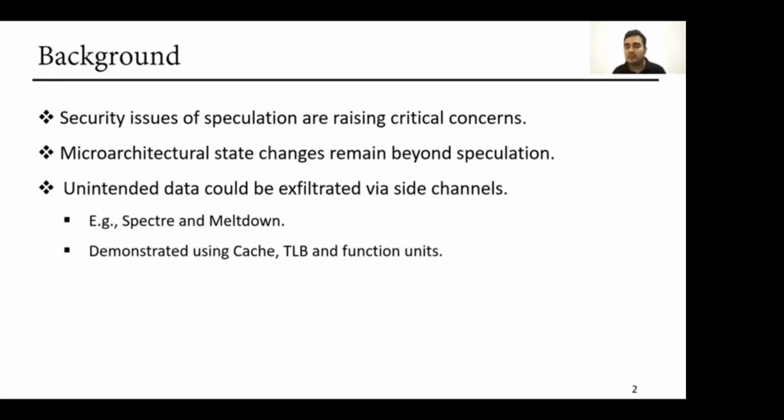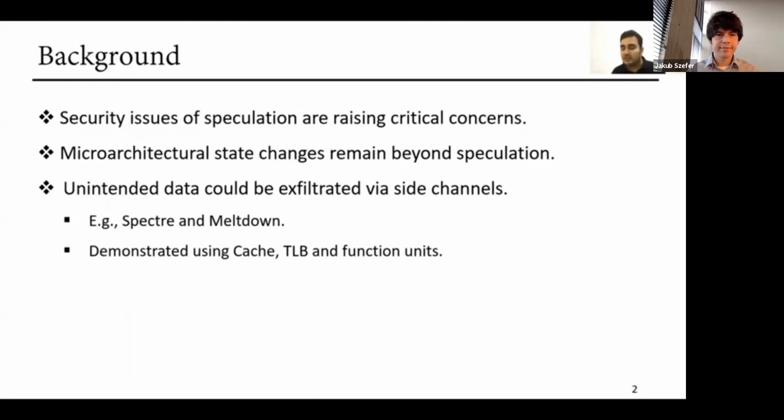Recent out-of-order processors rely heavily on speculative execution to obtain high performance. In the last few years, vulnerabilities arising from speculative execution have changed the landscape of microarchitectural security significantly. Particularly, during transient execution, while architectural states are guaranteed to be squashed, changes to microarchitectural states remain beyond speculation and can enable potential side channel exploits. These attacks are extremely dangerous as they allow unintended data to be exfiltrated via side channel. Prior works have demonstrated attacks in several components like caches, TLB, and functional unit.